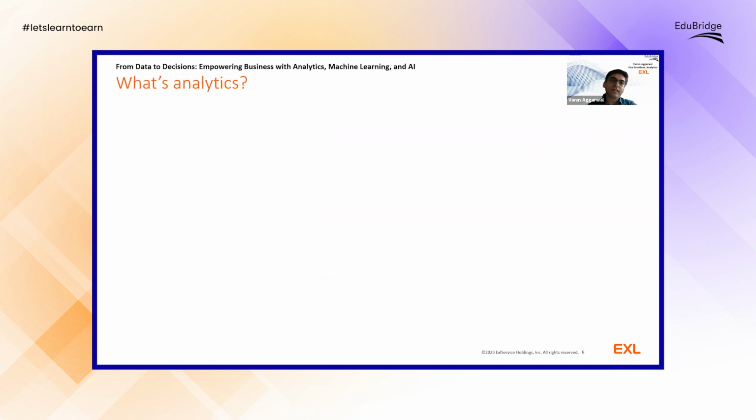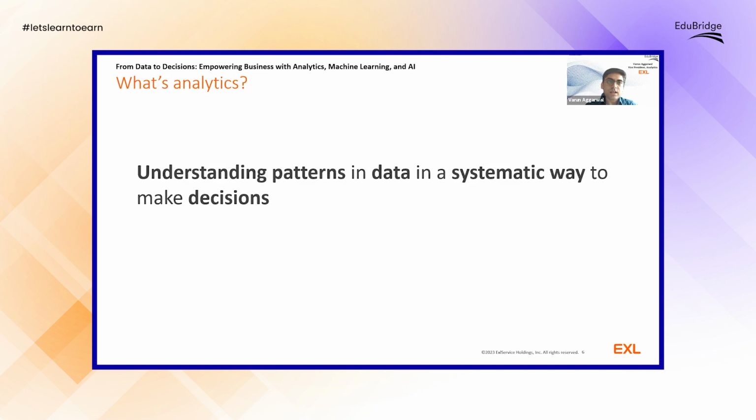Now, we tried to understand what kind of data we have, and we also understood the different business problems that we may encounter. But what is analytics, right? When we say we are going to empower businesses using analytics, AI, and ML, then we need to understand what analytics is. Analytics is about understanding patterns in data in a systematic way to make decisions. Again, we talked about data and decisions already. Let's focus on understanding patterns in a systematic way.